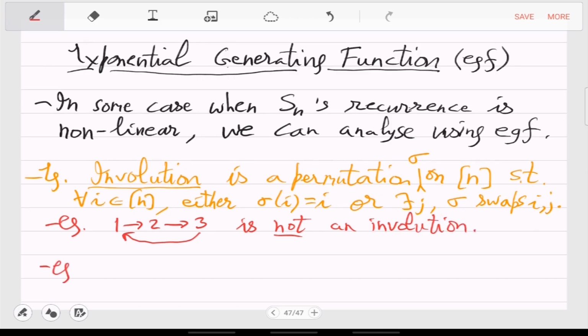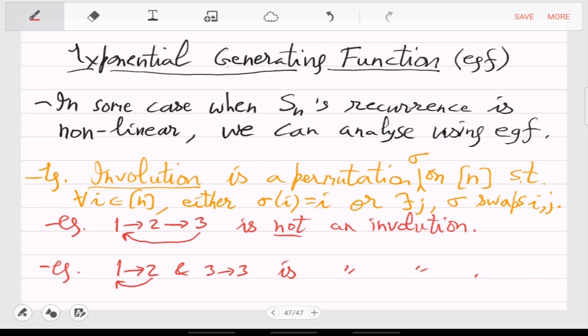An example of involution is easy. You can just say 1 is mapped to 2, 2 is mapped to 1 and 3 is fixed. Right? So now the question is the obvious one, how many involutions are there?